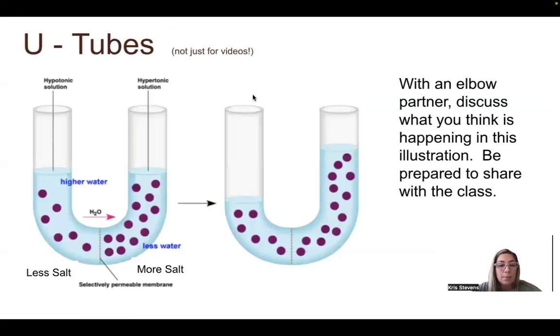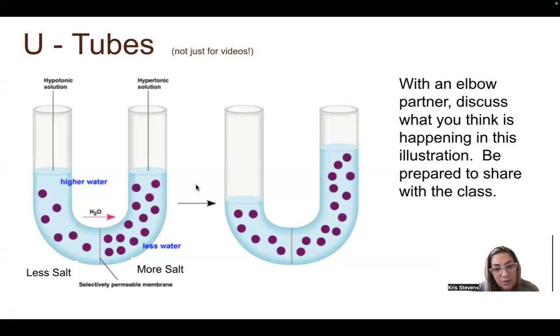This is super important to understand. Hypotonic means less solute particles. Hyper means more, so more solute particles. So in hypo, you have a lot of water but less salt. But in a hypertonic solution, you would have a lot of salt. So the water is going to move.